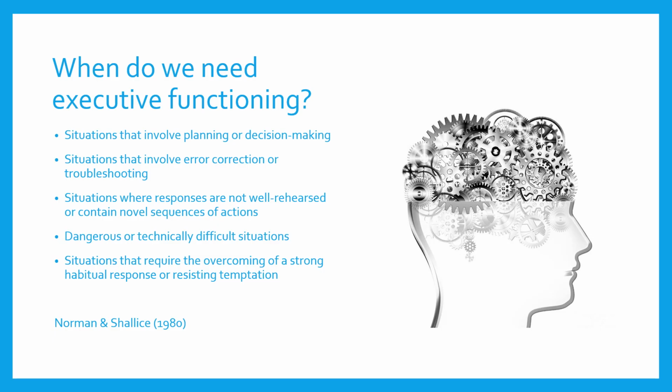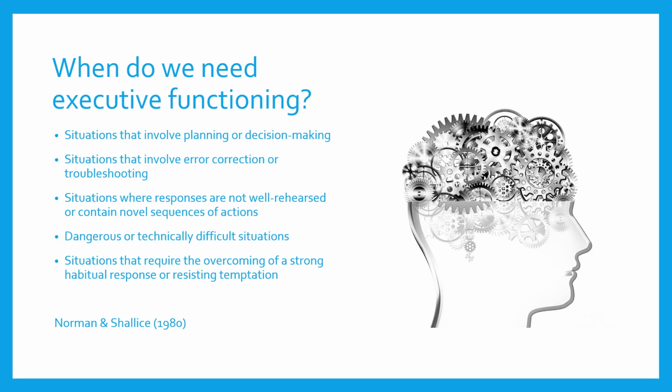The psychologists Don Norman and Tim Shallice outlined 5 types of situations in which humans need to activate their executive functions. So first, situations that involve planning or decision making. So you may need to be considering what actions to take to accomplish a goal, what the potential benefits and risks of those actions may be, and then what steps you need to take to actually carry out those actions.